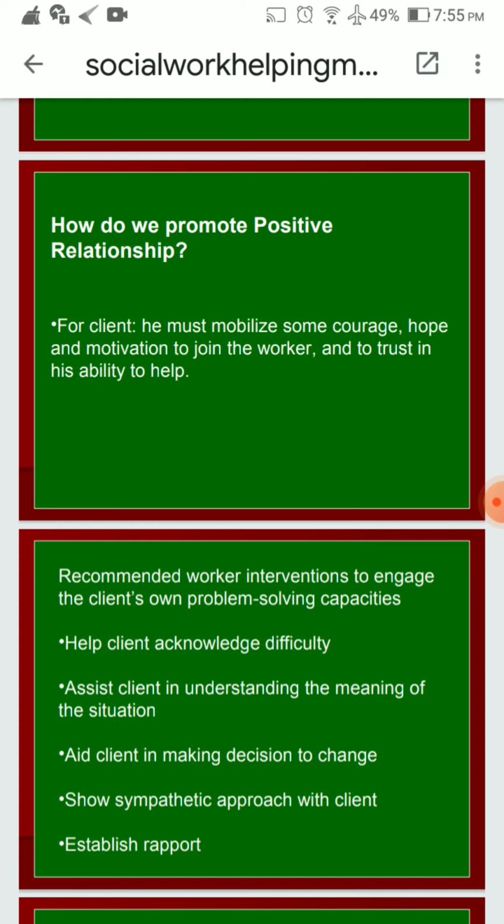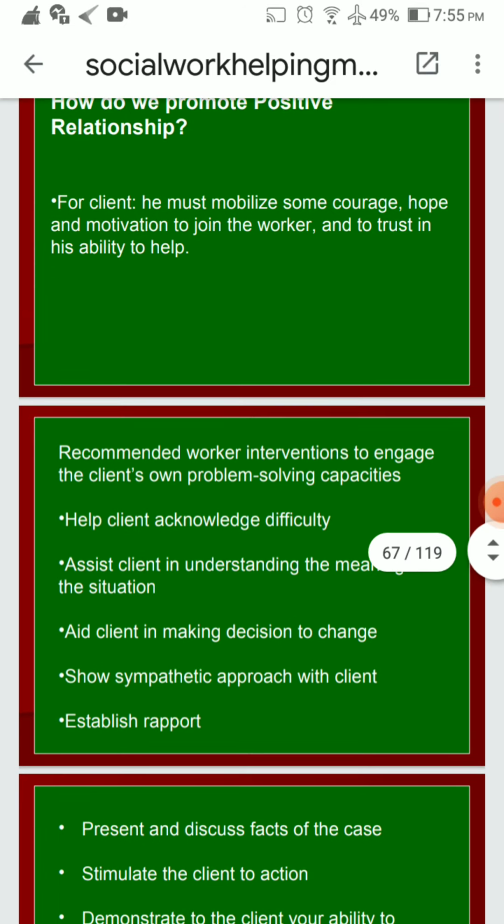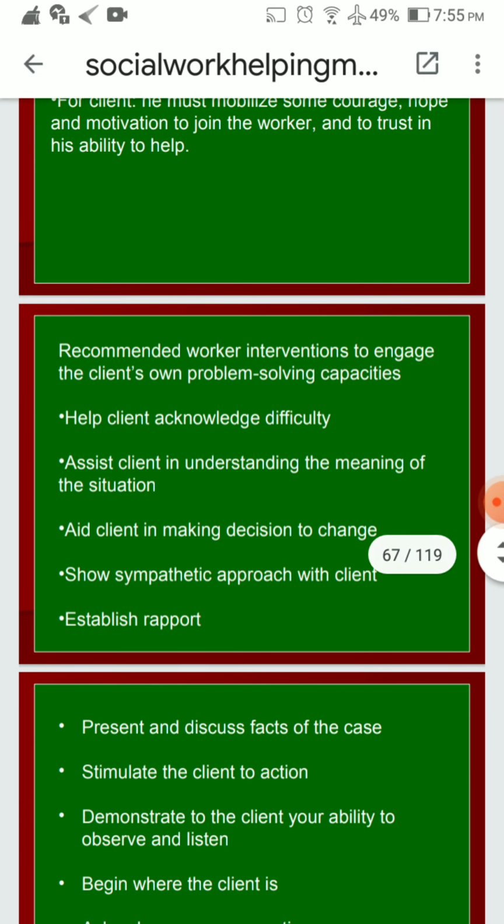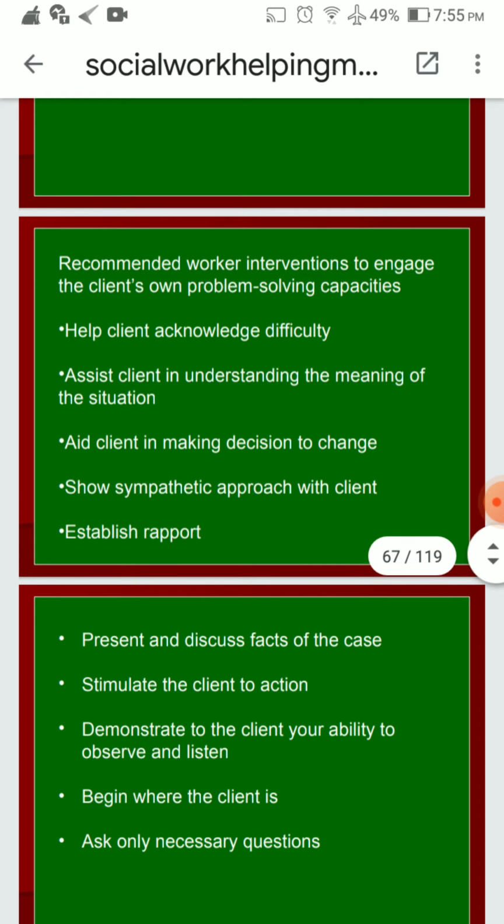Another, recommending worker intervention to engage the client's own problem solving capacity. Help client acknowledge difficulty. Assisting client in understanding the meaning of situation. You need to explain that this is a problem. This is the situation of your problem. Aid client in making decision to change. You lay down, you give options to your client.